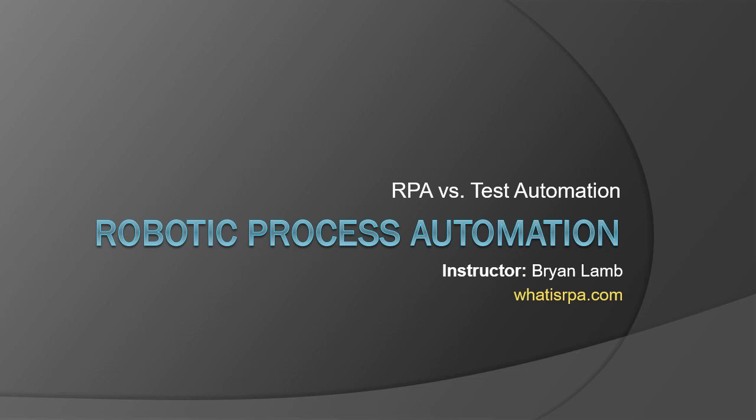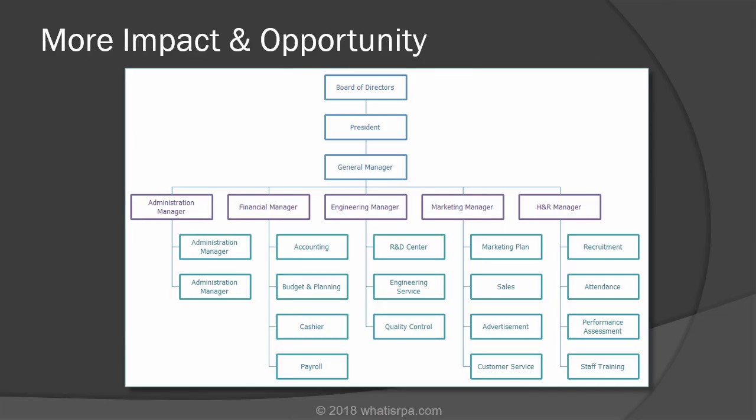My tech career started in quality assurance as a software tester. And shortly thereafter, I got into test automation, which is simply automating the process of testing software. You can see on this typical corporate org chart that the quality control team typically resides within the engineering department.